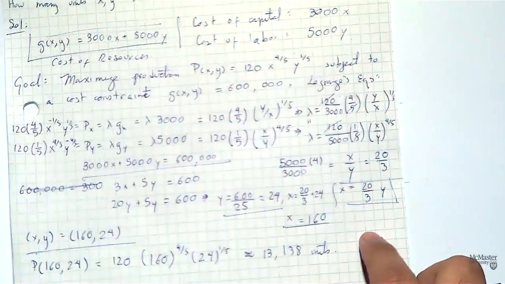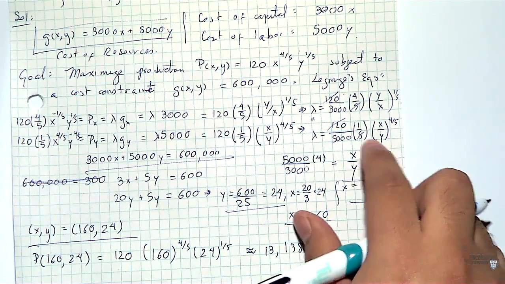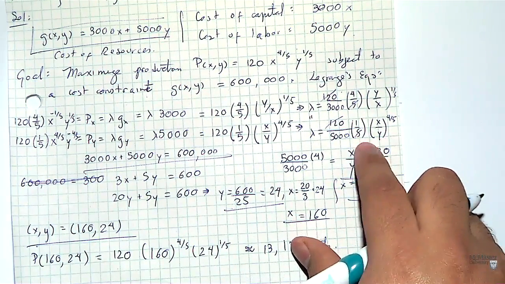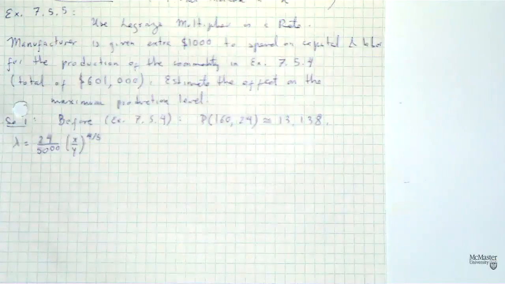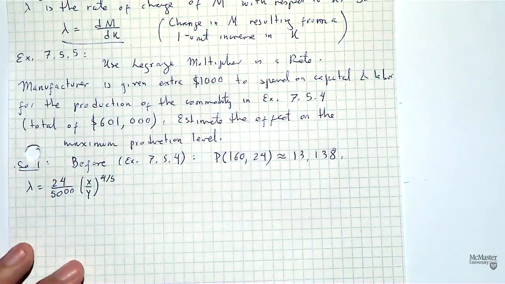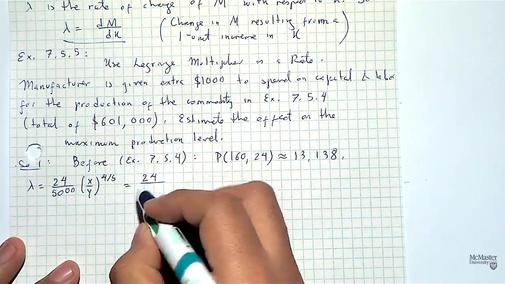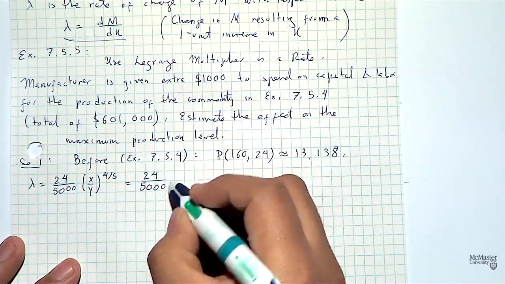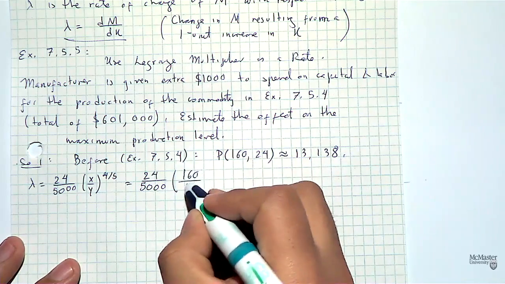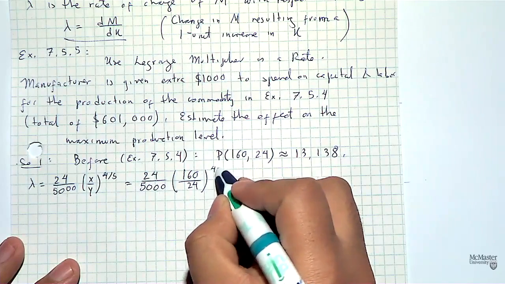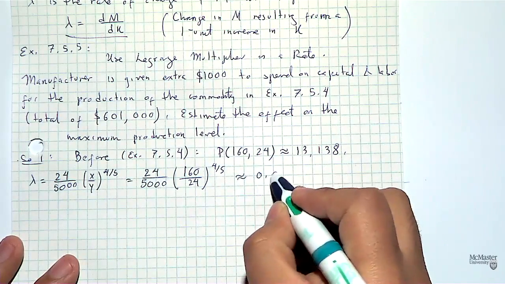Essentially, if you play a little bit with the algebra of this equation, by making the division of 120 by 5, you would get this other equation that I'm presenting to you, so just keep it in mind. To the same power 4 over 5, let's say I plug in that value. So 24 over 5,000, now evaluated at this point, where x was 160, y was 24, and then to the 4 over 5 power. If I do the computation in the calculator, this is 0.0219.